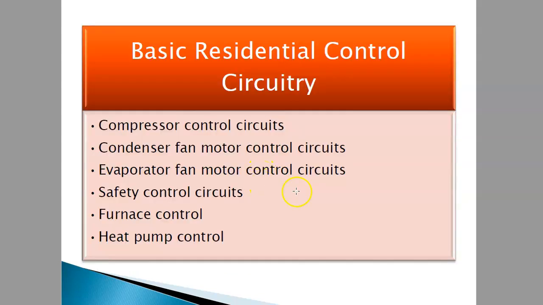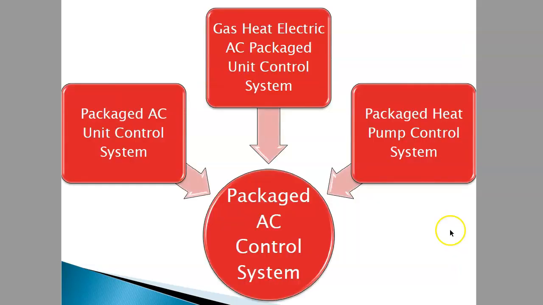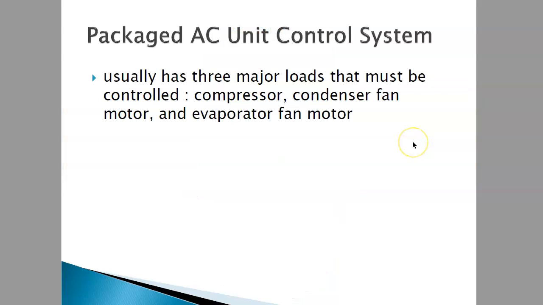We have already covered the basic residential control circuitry, up to heat pump control. Now let's see the other ones. The other ones are package AC control systems: package AC unit control systems, gas heat electric AC package unit control systems, and package heat pump control systems. Basically, there are three major loads that must be controlled: the compressor, the condenser fan, and the evaporator fan motor.